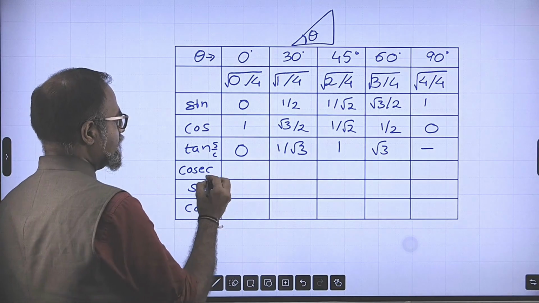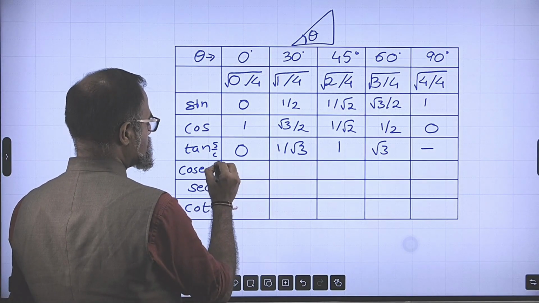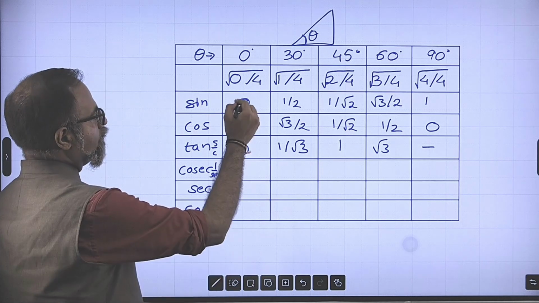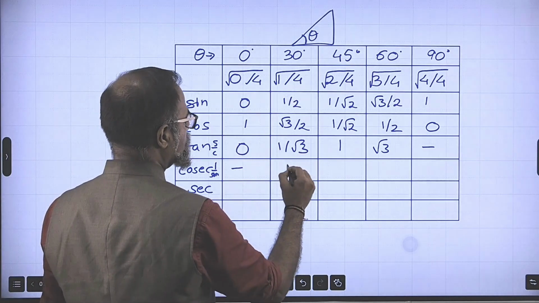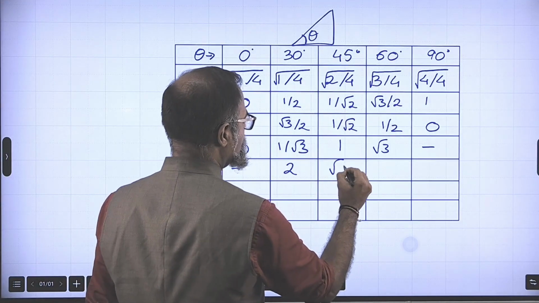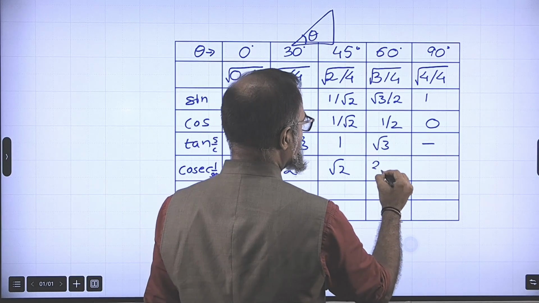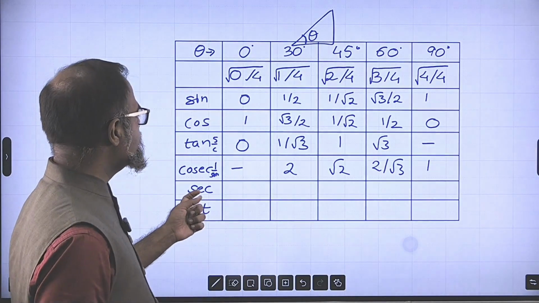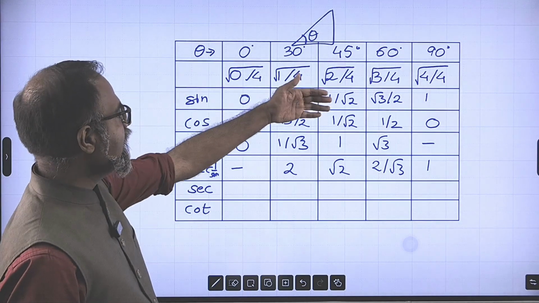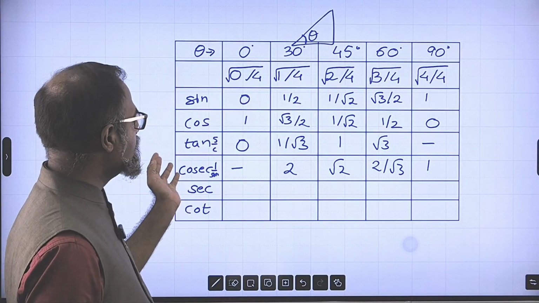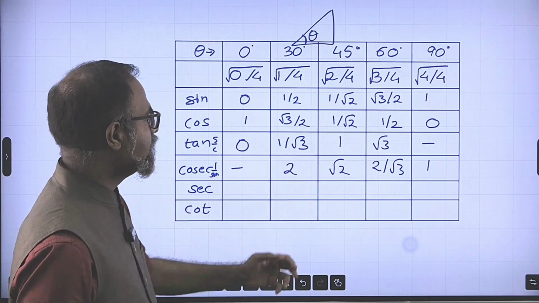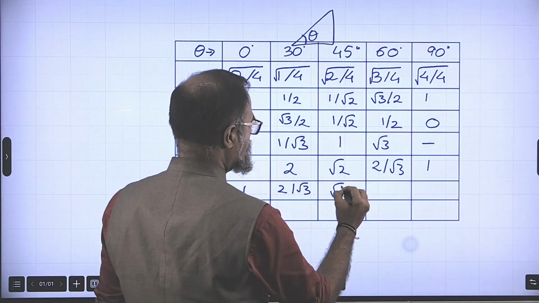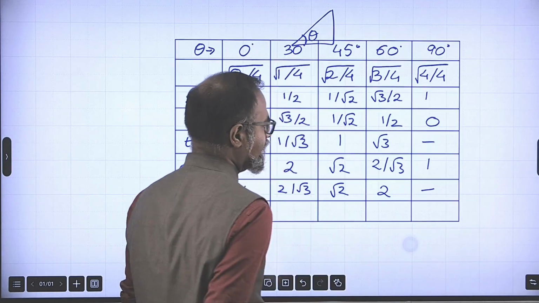Now, the remaining are also simple because cosec is nothing but 1 upon sine. So 1 upon 0 unknown, 1 by 2 is 2 by 1, 1 by root 2 is root 2 by 1, root 3 by 2 is 2 by root 3, and 1 upon 1 is 1. Similarly, for sec, just as sine and cos were left to right, right to left, cosec and sec can also be written the same way. So 1, 2 by root 3, root 2, 2, and undefined.